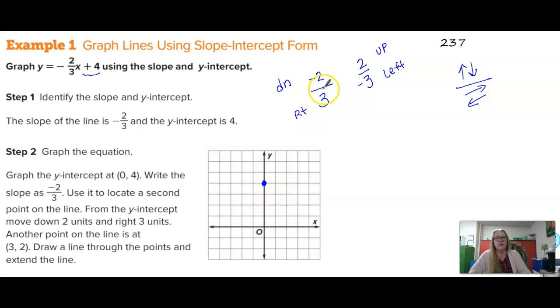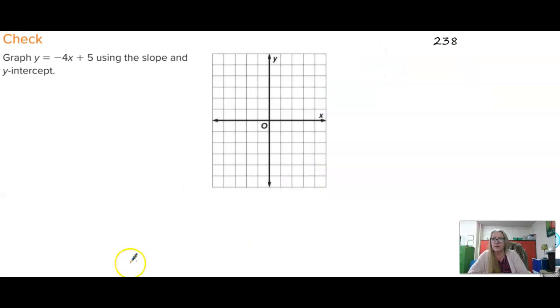So from here, if we want to use this one, this is down 2, right 3. We go from this point, don't go back to the origin, you start from your y-intercept, down 2 and right 3. That gives us a point. Likewise, we could have gone up 2 and left 3. You can see that these points all lie on the same line. It's really hard to draw on this graphic tablet, though, and get a straight line, so I apologize for that. All right. That's how you do it.